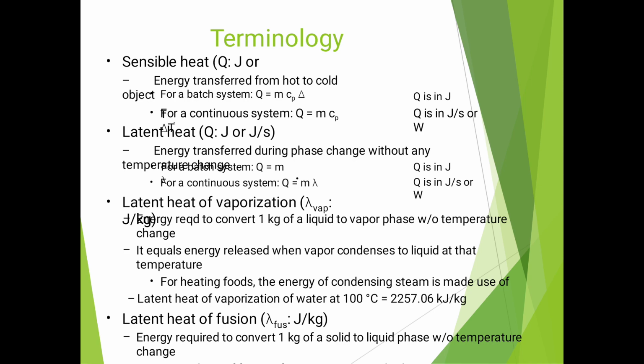Next is latent heat of vaporization, given by lambda vaporization. It is the energy required to convert 1 kilogram of liquid to the vapor phase without temperature change. It equals the energy released when vapor condenses to liquid at that temperature. For heating food, the energy of condensing steam is made use of: the latent heat of vaporization at 100 degrees Celsius, which is equal to 2257.06 kilojoule per kilogram.